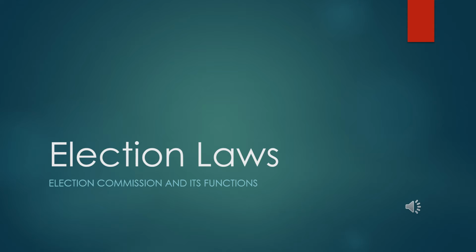So when you look at clause 3 of Article 324, it is further provided that when any other election commissioner is appointed, the chief election commissioner will act as chairman of the election commission. That means there are three people and one is chairman of that board, because he's the senior most, so he will be the chairman of the election commission.